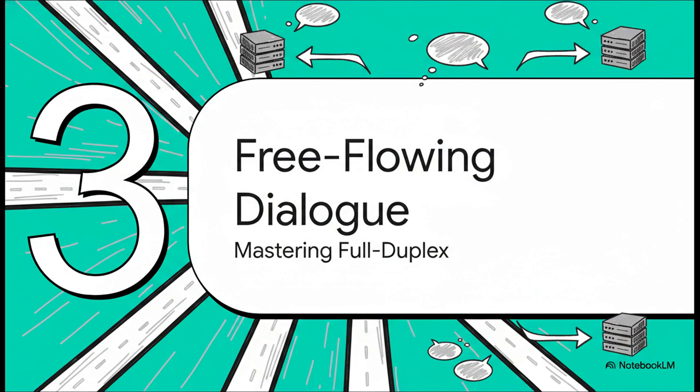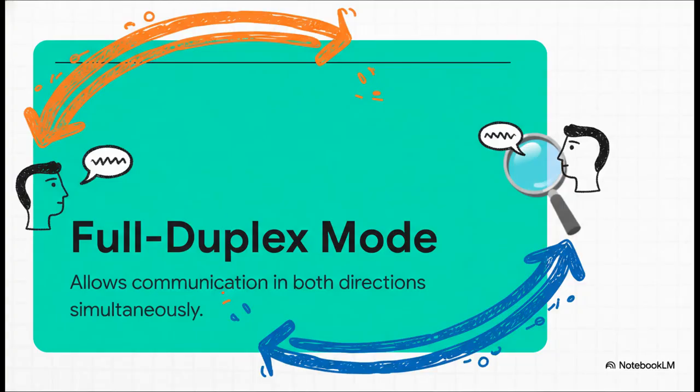And that brings us to the final and most advanced mode, the free-flowing dialogue of full duplex communication. Full duplex is basically the end goal of modern communication. It's what allows data to flow in both directions at the exact same time. It's not about taking turns anymore. It's about having a real back and forth, simultaneous conversation, just like we do in real life.